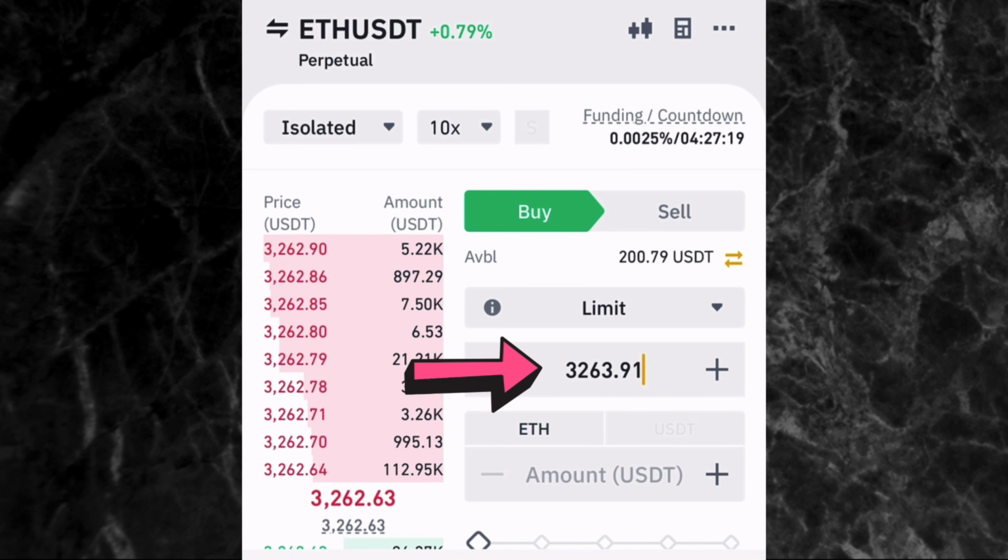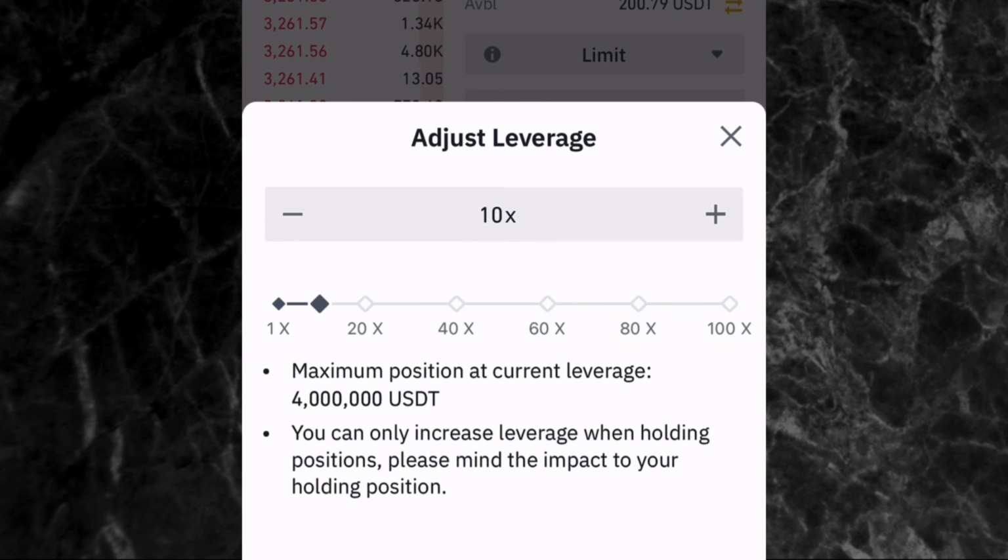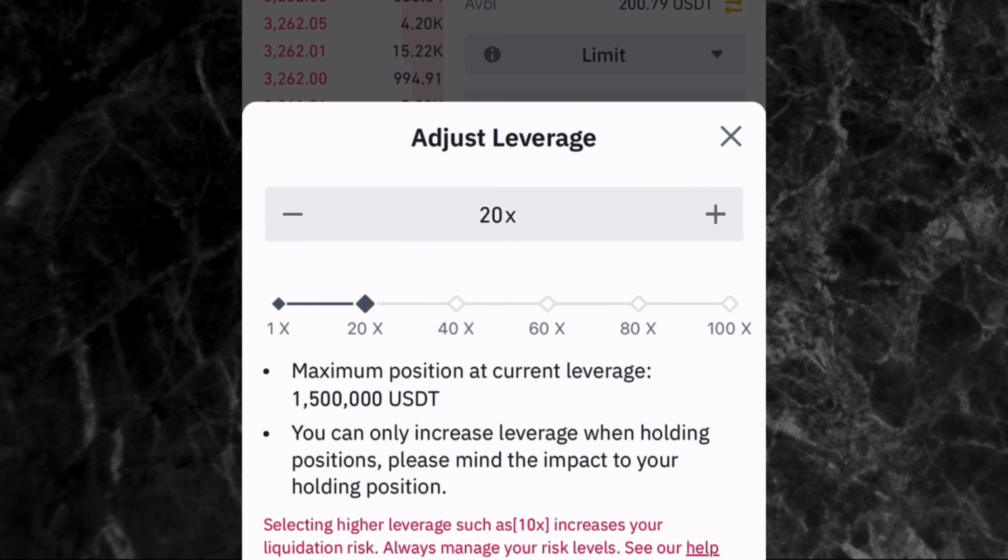So we can decide that, okay, we want to enter the trade when it gets to $3,240. And then after you enter the price you want to enter the trade, the next thing is to pick your leverage. So at the top of the screen right here, beside isolated, tap on it and then you pick your leverage. So let's say, for example, I'm using 20x leverage for this. I'm just going to tap on confirm.